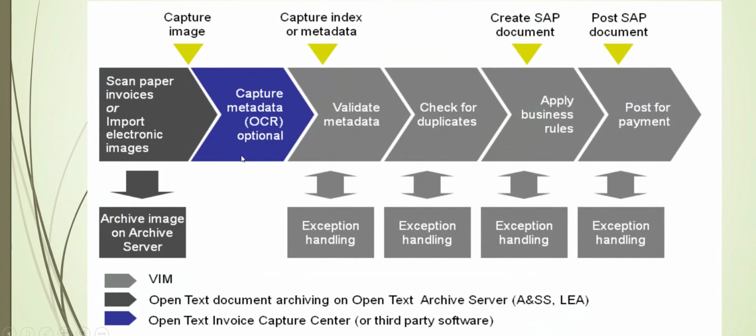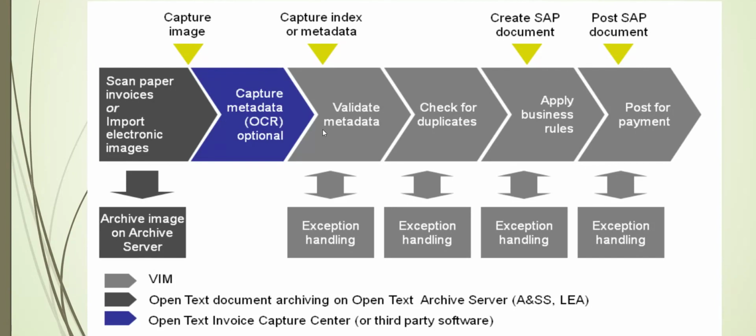The second part is capturing the metadata. There you have an optional tool, which is OCR, again offered by OpenText. You can use different OCR tools here. Those can be integrated. You can use the OpenText OCR tool, or you can use any third-party OCR tool as well, and those third-party OCR tools can also be integrated very well with VIM. So the metadata part, or the data entry part, can be done manually, or it can be automated using the OCR option.